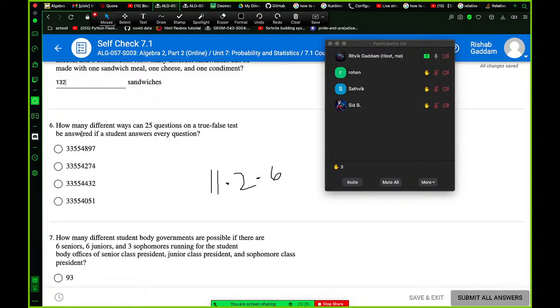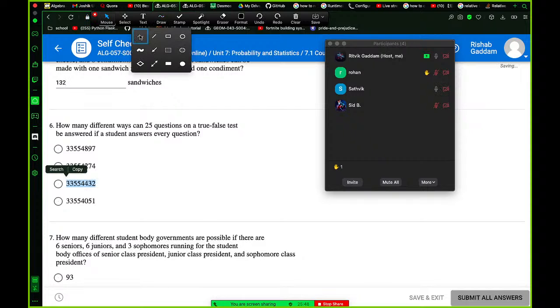Okay, Satvik, do you want to do this one? Yeah, sure. I think you have to do 25 power 2. I think it's actually, okay, so 25 power... no, it's actually 2 power 25. Yeah, good job.